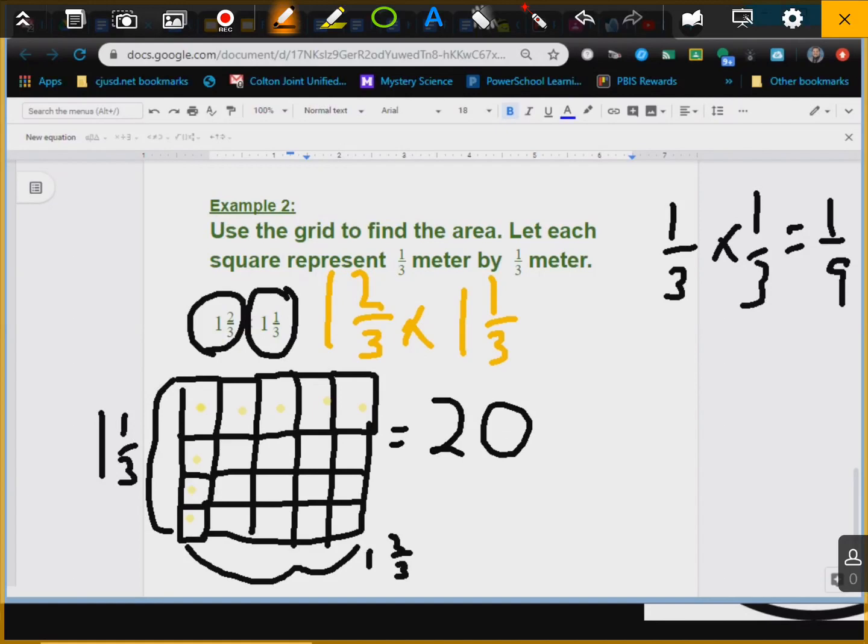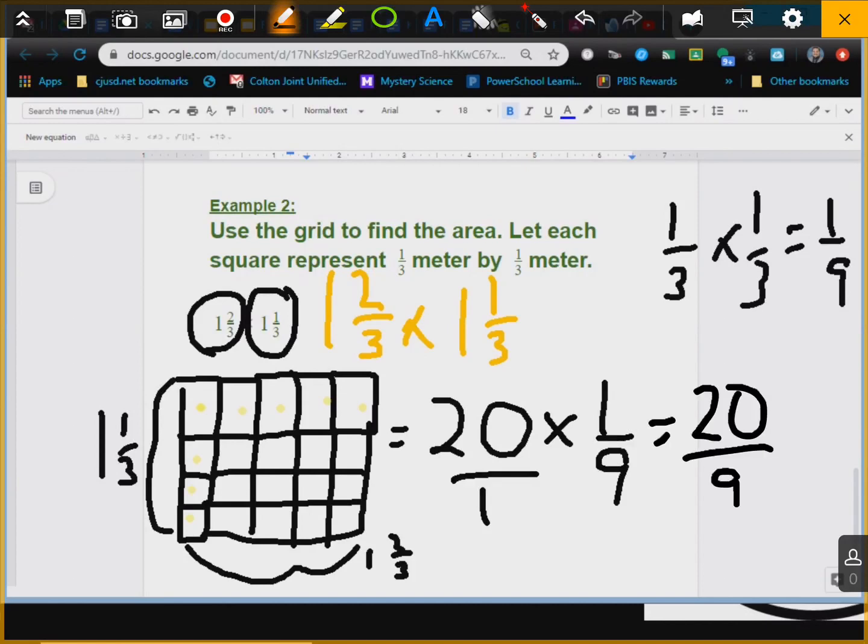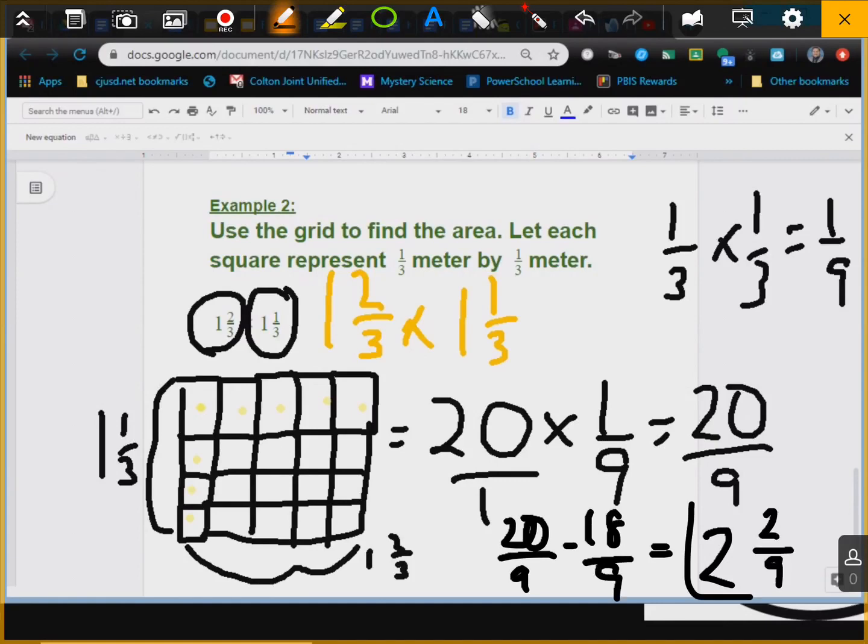So I have 20, and I'm going to take 20 and multiply that times 1 over 9, which gets me 20 over 9. Now I know 9 goes into 20 2 times. 20 over 9. 9 times 2 is 18. You have 2 left over. Denominator stays the same. 2 2/9 is your answer.